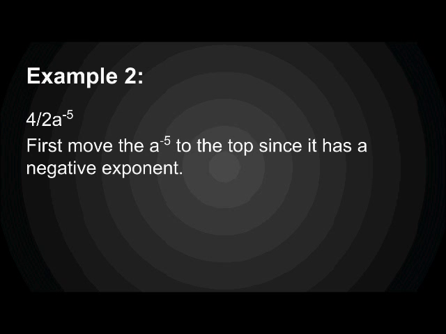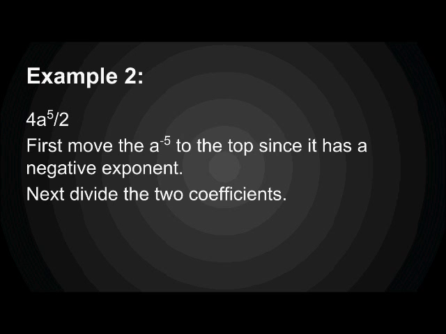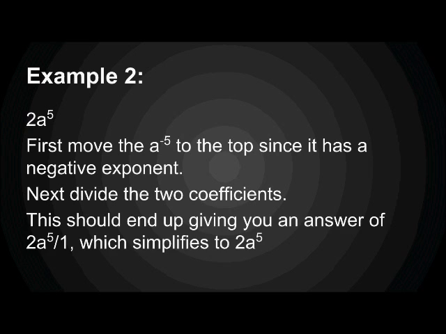Alright, 4 over 2a to the negative 5th. First you'll move the a to the negative 5th to the top, since it has a negative exponent. Then you will divide the two coefficients, and this should end up giving you an answer of 2a to the 5th over 1, which simplifies to 2a to the 5th.